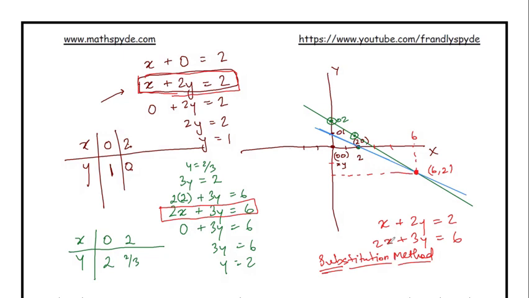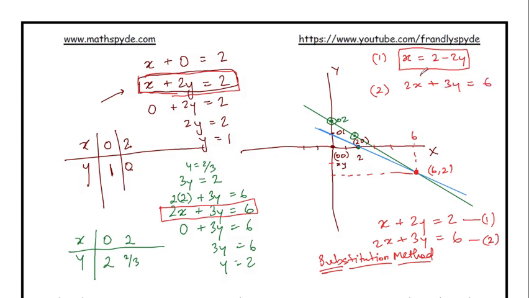So in the substitution method, I'm going to use the first equation. I'm going to label them as equation 1 and 2. From the first equation, what I get is x is equal to 2 minus 2y. So I make x the subject of the equation, and I substitute this x in the second equation. My second equation is 2x plus 3y equals 6.